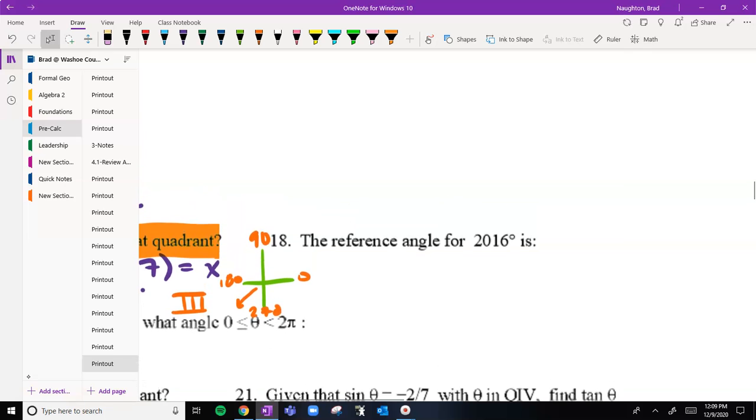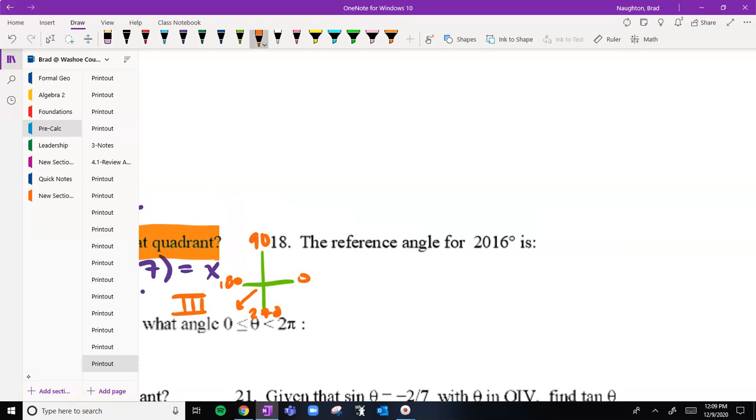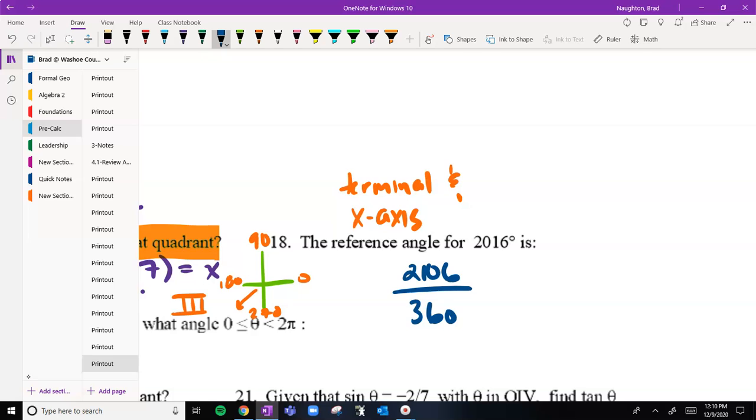Alrighty, so reference angle, remember, is going to be the angle between your terminal side and your x-axis. So it's basically kind of the exact same thing. All right, we have 2,016 degrees. So 2,016 degrees divided by 360. Should have had that number ready. So ladies and gentlemen, I apologize. Let me get my calculator out here.